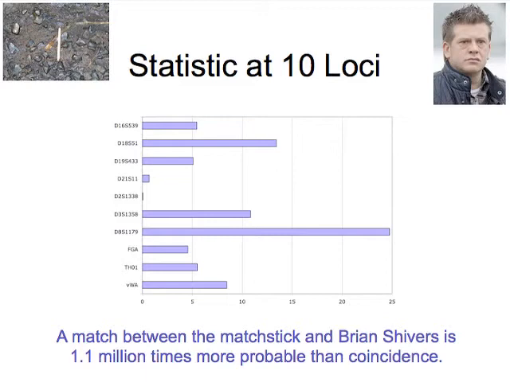And the way to read this in English as opposed to mathematics, which is a foreign language, is a match between the matchstick and Brian Shivers is 1 million times more probable than coincidence, which is plain enough English so that it can be understandable to a jury, but it's fortunate that it can be, right? That's how much more probable it is that this is a real evidence match to Mr. Shivers as opposed to coincidence.